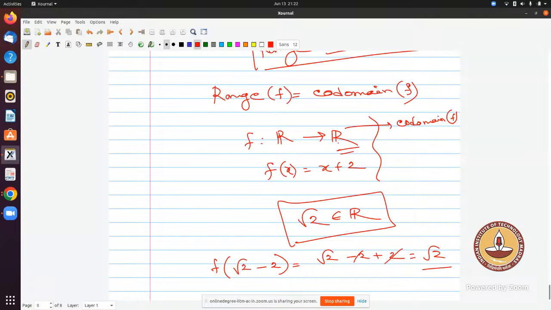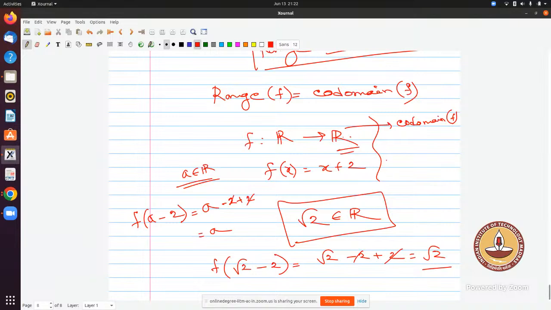So any real number we can get as an output, because if I want any real number, say a is a real number, I want a as an output, my input should be a minus 2. Then I will get a as an output. So any element of the codomain we can get as an output of the function.